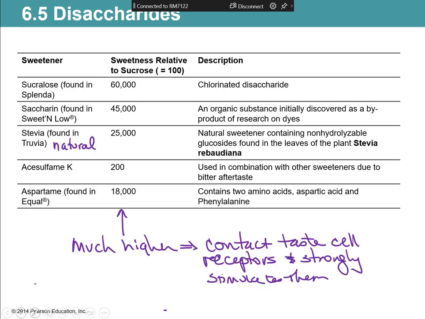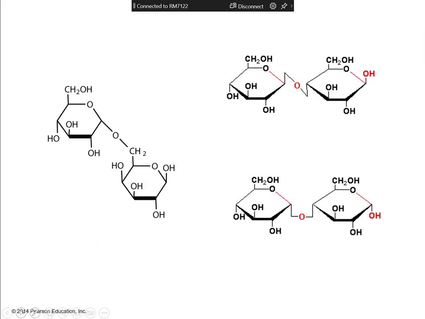So then we talked about the sweetness scales. But there's the example. And I did finally go back and draw it the right way. So this first one, you should be able to look at these and tell me what kind of glycosidic bond this is.